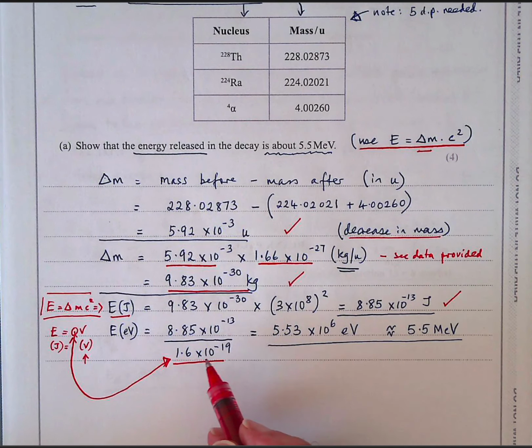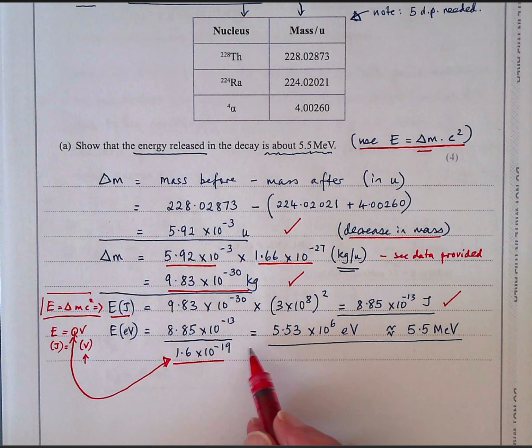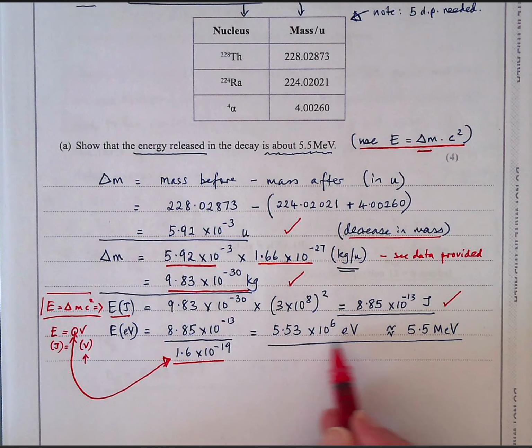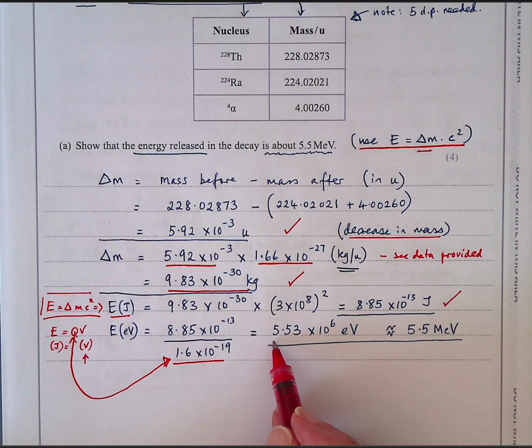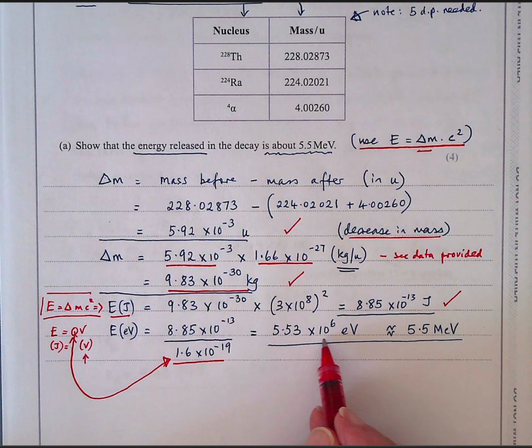This is basically the energy an electron would gain if accelerated by a certain voltage. If we talk about it the other way, the amount of joules is the amount of voltage in electron volts. So it's basically equivalent to accelerating an electron through 5.53 megavolts.